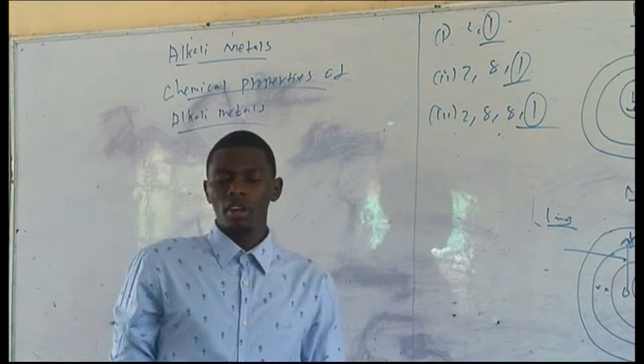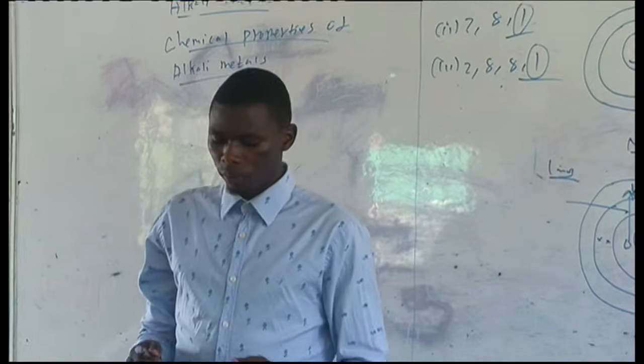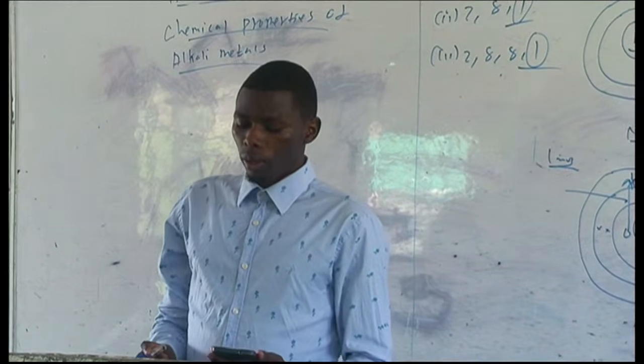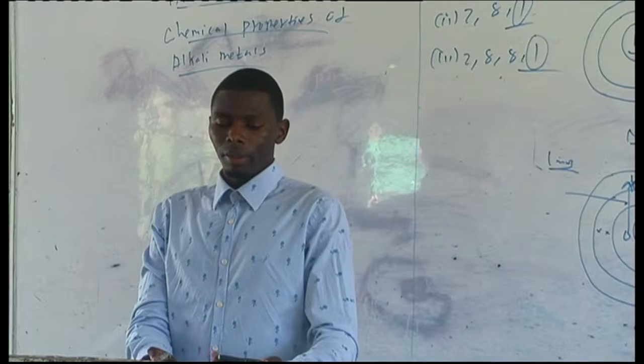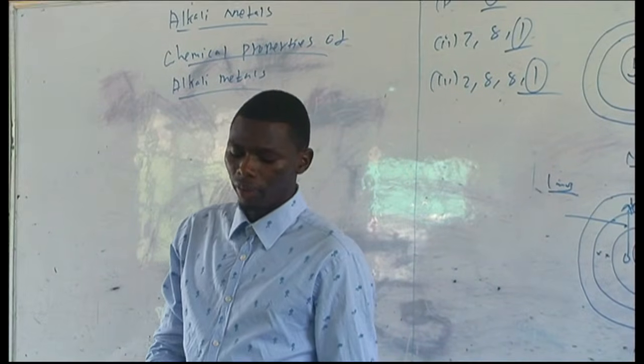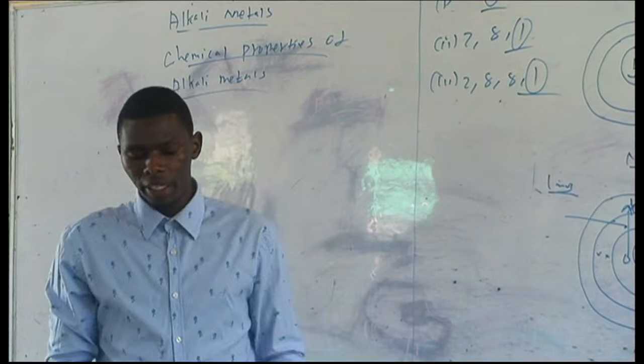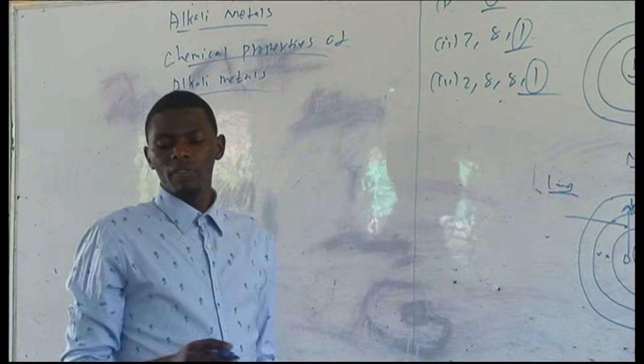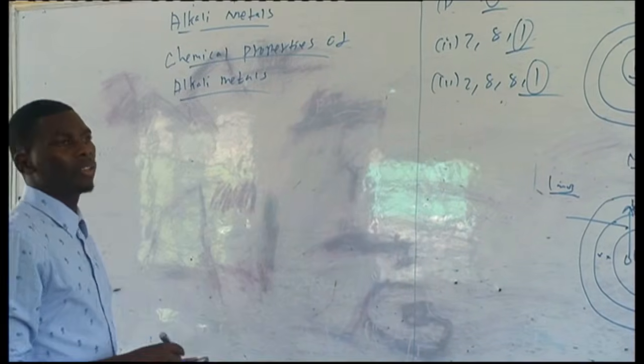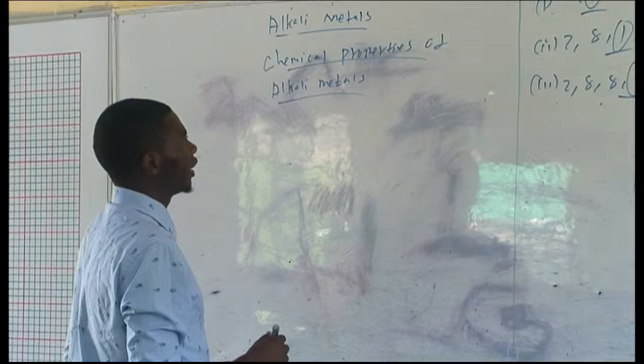Chemical properties of alkali metals. So, when sodium metal is ignited, it burns with a yellow flame to form a white solid of sodium oxide.